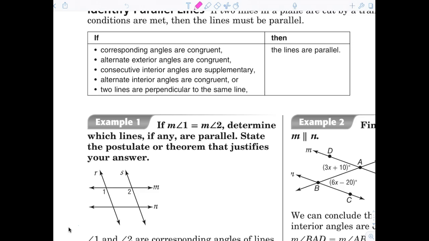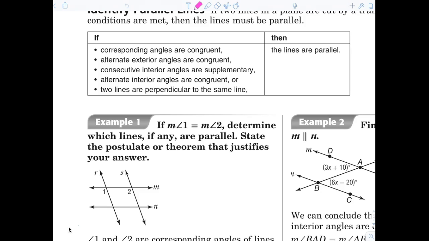Parallel. If alternate exterior angles are congruent, the lines are automatically what? Parallel. If consecutive interior angles are supplementary, then the lines are automatically what? And if alternate interior angles are congruent, the lines are what? Parallel. Two lines perpendicular to the same line are automatically what? Parallel.